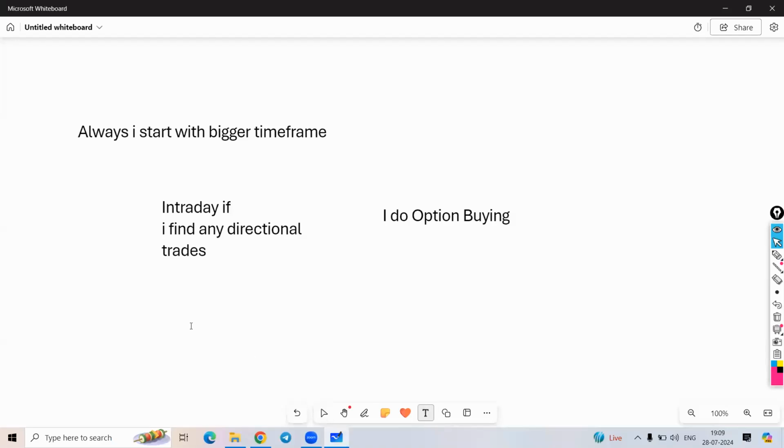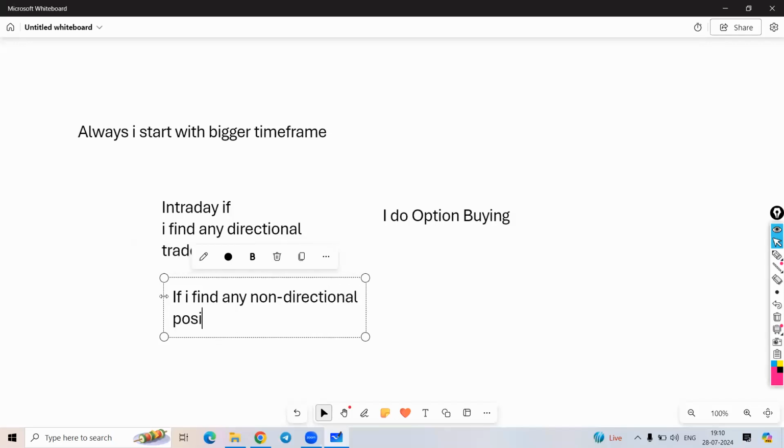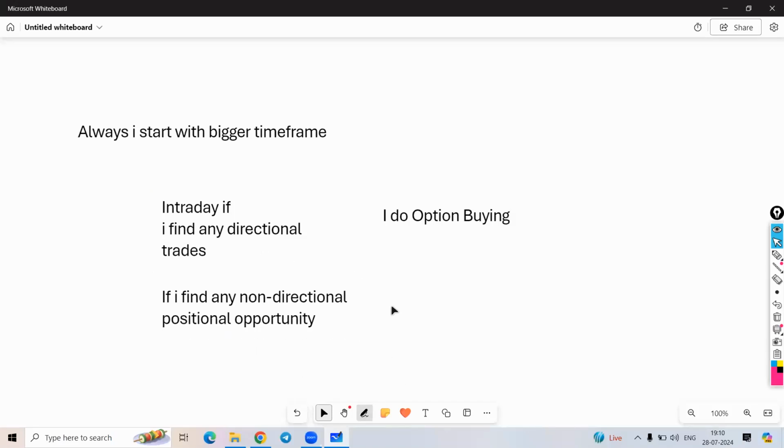Now, the second stage is if I find any non-directional positional opportunity, then what do I do? Basically, I make it very simple. I do option hedging. Fine enough.